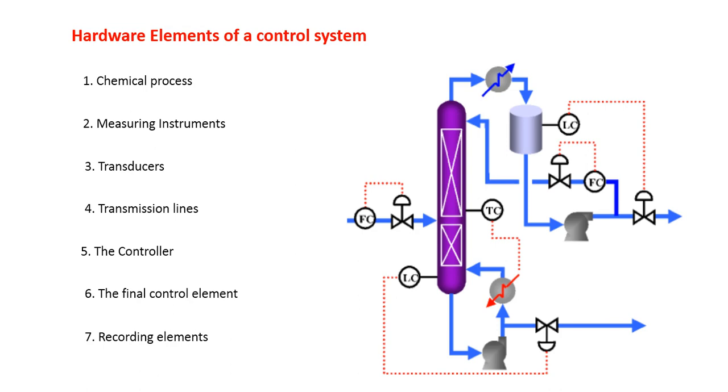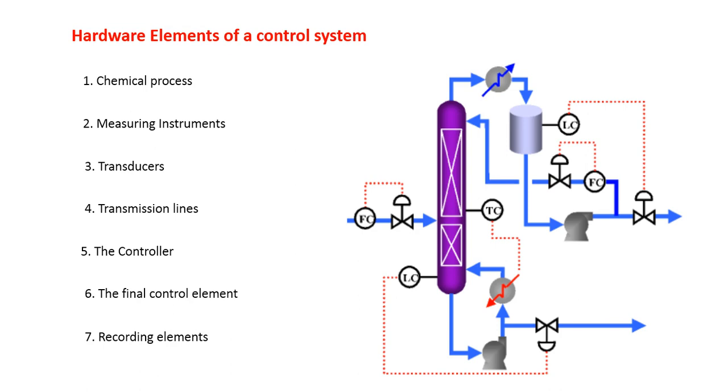Now if you look at this figure over here, let's say LC represents the liquid level controller. Now the liquid level controller decides whether the outlet flow rate is to be increased or decreased. So that decision by the controller is implemented by the valve which is there at the outlet.